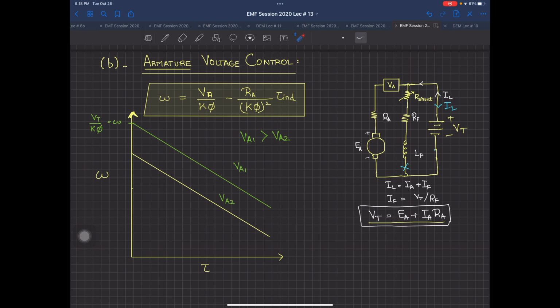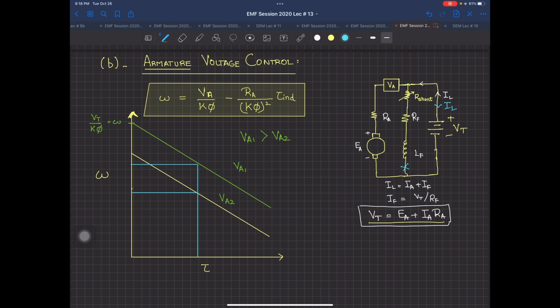So very simply, if I have two voltages Va1 and Va2, where my Va1 is certainly larger, I will have this line, and Va2 will be something like this. You can see both slopes are exactly the same. Why? Because the slope of this curve is minus Ra by (Kφ) whole square. So this is easily telling you that if your machine was working at this much torque, let me draw that torque line. If this is the torque line, then corresponding to this torque, you will get this much speed.